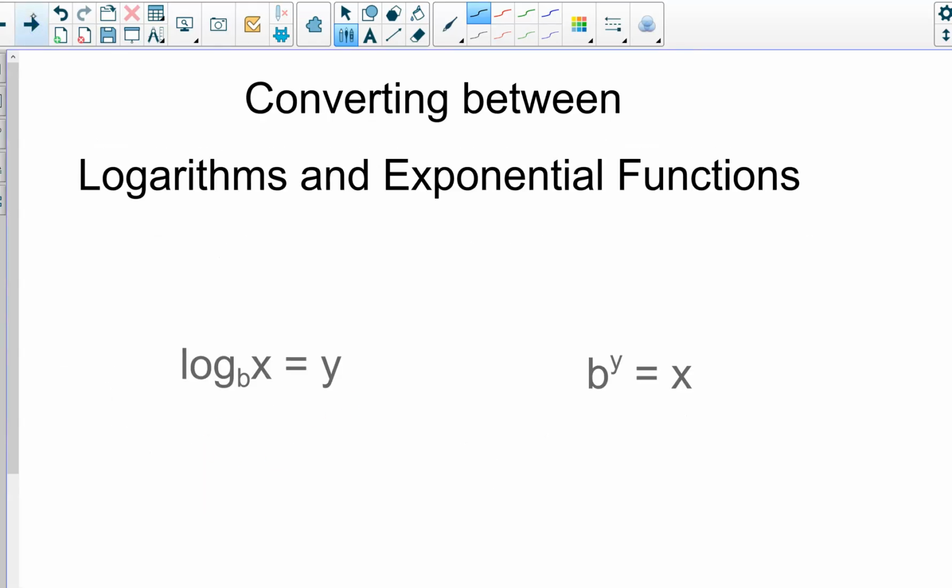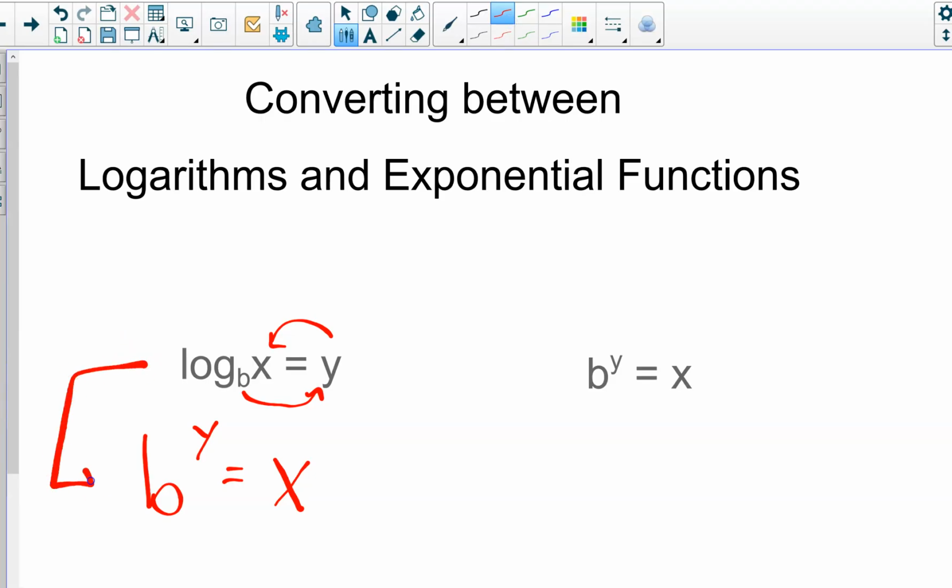So converting between logs and exponential functions. We'll start there. So if we had an equation written in logs and we wanted to change it to exponential, there's a way you do this. And this isn't math, this is basically just memorizing. So this would be written as b to the y equals x, if you wanted to change that into exponential. So going from log to exponential. And then if I wanted to go from exponential to log, this one here would be the log, and then that would be my log base b of x equals y.